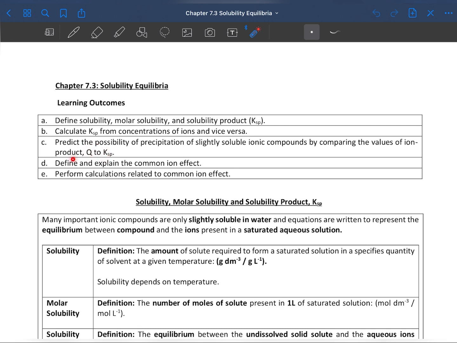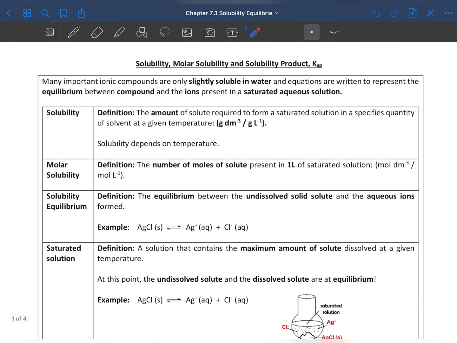And then next, define and explain the common ion effect. So kalau ada common ion, apa effect dia? Macam tu. And then perform calculation related to common ion effect. So, bila ada common ion, dia ada effect dia. So, kita nak tengok effect tu jadi apa, kita kena buat pengiraan lah. Okay, alright. So, itu briefly about what we will learn in this chapter 7.3. So, let us start with definition.